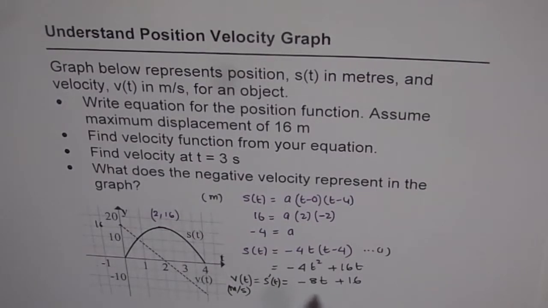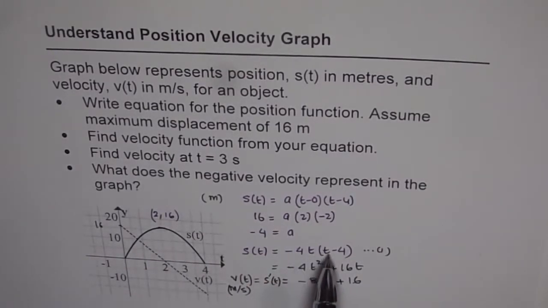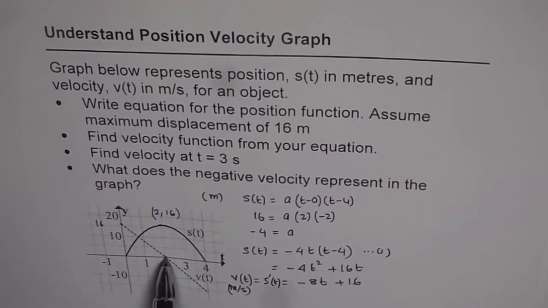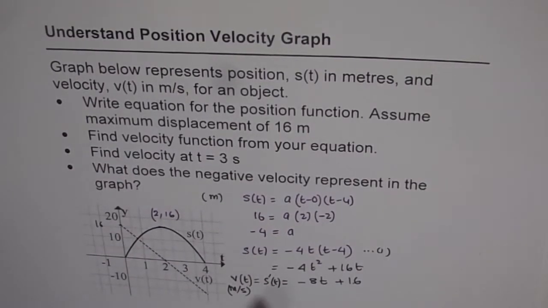Perfect. So as you can see now, if this graph's equation is minus 4t times (t minus 4), which reduces to minus 4t square plus 16t, then velocity, which is the derivative of displacement, is minus 8t plus 16. So 16 is my y-intercept, and as I move 1 unit, I move 8 down, and second unit, I move 8 more down, 16 down, and I get to 0 value. So perfect. So indeed it represents velocity, correct?